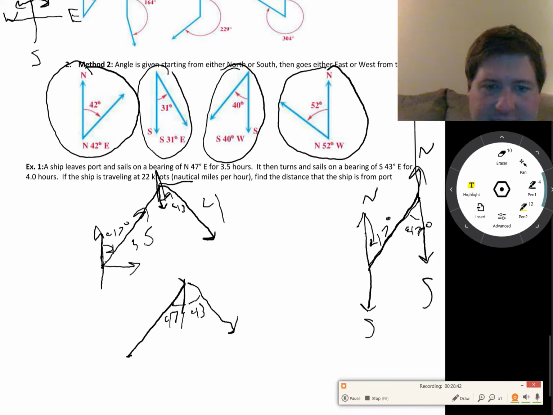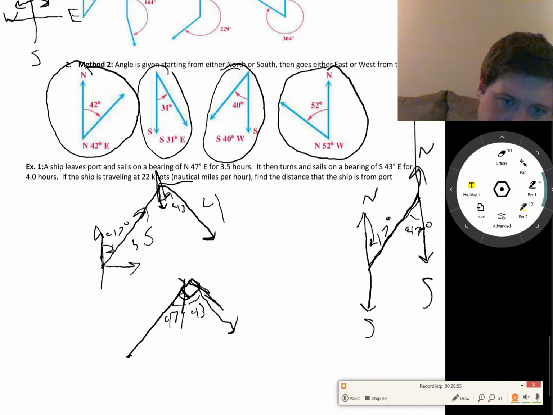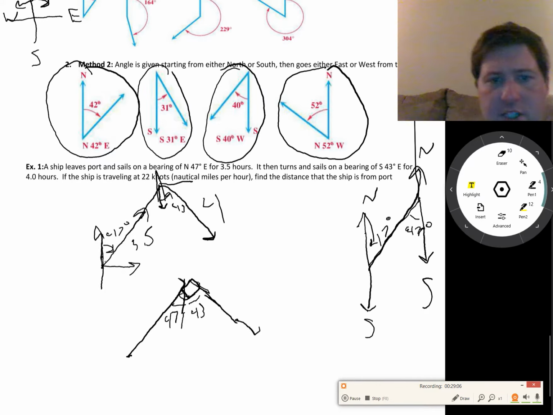So this is where this gets cheeky. What's 47 plus 43? It's 90. So what they've done here is they've snuck in a right triangle. Again, not very realistic. It doesn't really look like a right triangle. Can I erase this without erasing the whole thing? Yes. So now we've got a right triangle.